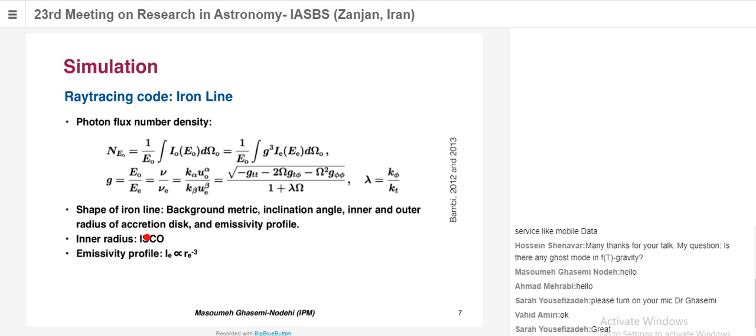We fix the inner radius at the ISCO, the innermost stable circular orbit, and the outer radius is big enough that it doesn't have any contribution to this iron line. And the emissivity profile is r^-3.